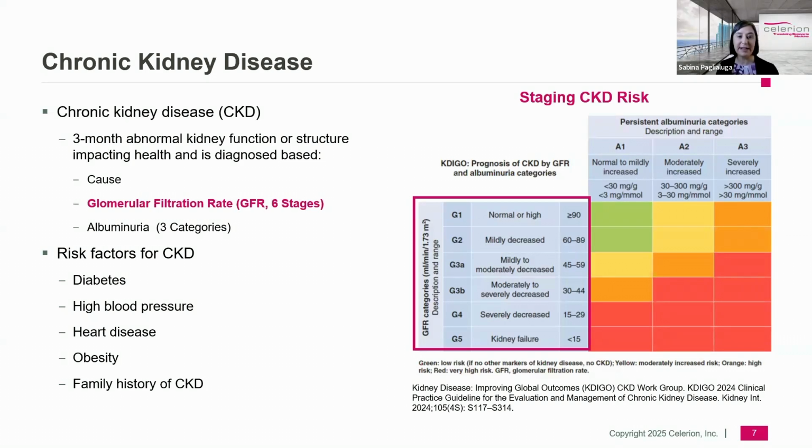Now, the disease itself is defined as having 3 months of abnormal kidney function based on cause, glomerular filtration rate, and albuminuria. The graphic here on the right shows the CKD staging risks and how it's stratified by glomerular filtration rate levels as well as albuminuria. And I wanted to point out that there are 6 stages to GFR, and they rank from high or normal, which is above 90 mL/min, to kidney failure, which is less than 15 mL/min.